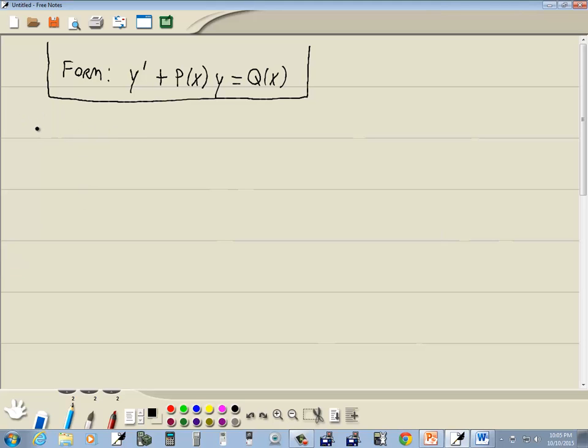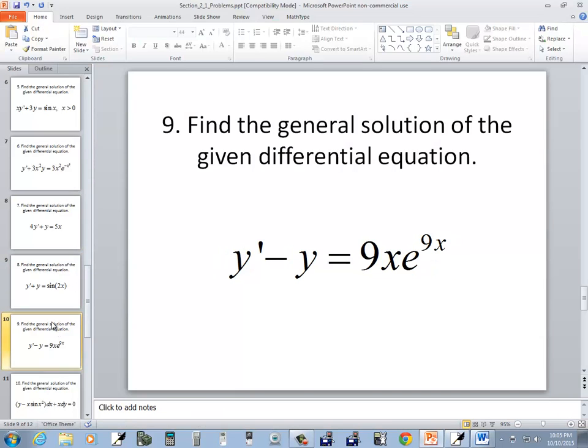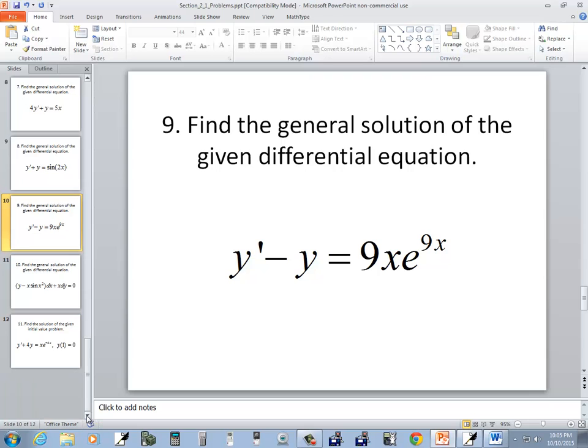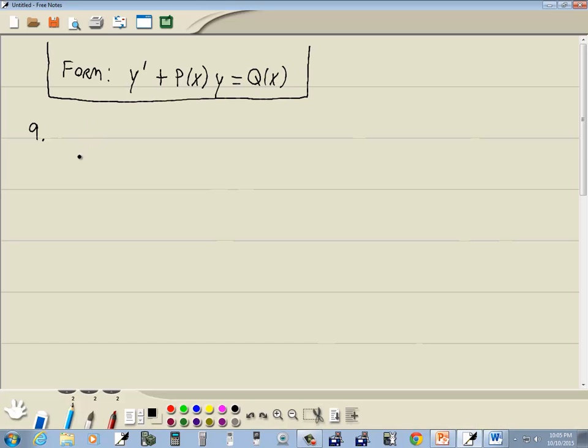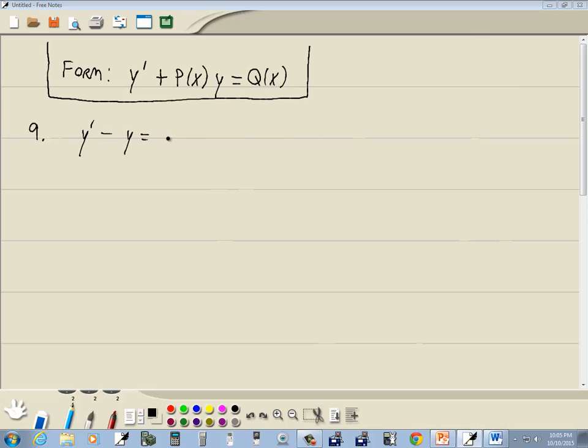Okay, so let's take a look at our next one. Number 9. And we're getting close to the end. We've got 2 more examples after this, and I don't think any of these are as hard as that one we just looked at. That's the hardest one.